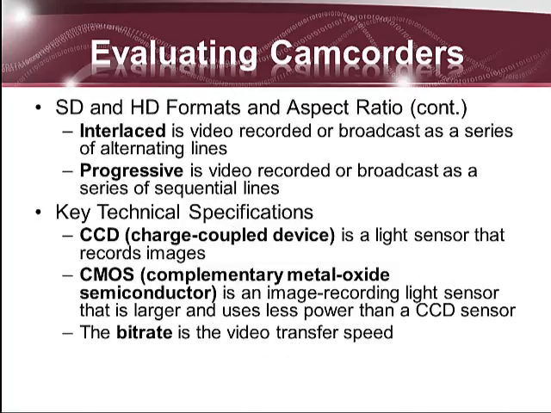SD and HD formats continue. Interlaced is a video recorded or broadcast as a series of alternating lines. Progressive is video recorded or broadcast as a series of sequential lines. Some key technical specifications. CCD is charge-coupled device, and it's a light sensor that records images. CMOS is complementary metal oxide semiconductor, an image recording light sensor that's larger and uses less power than the CCD sensor. The bit rate is the video transfer speed.